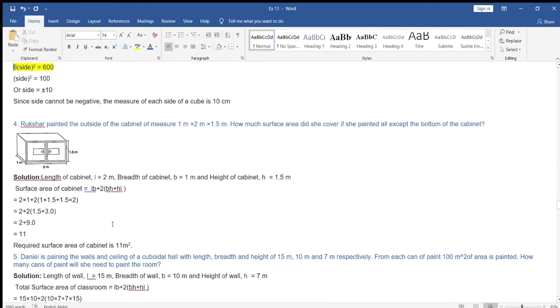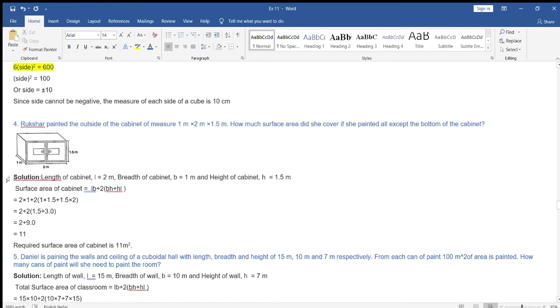Now our fourth question. All the questions are a little bit the same. What you have to do is put the values in the given formula, but for that you have to learn the formula. If you have learned the formula, then you can easily put the values in the formula and find your answers.